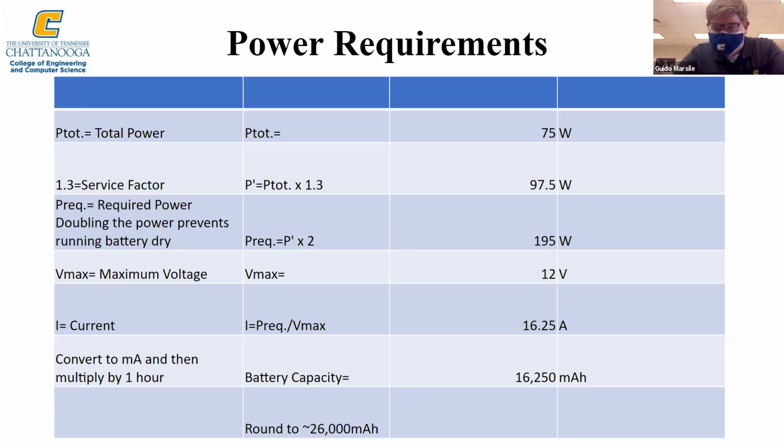The reason we went with the 26,000 milliamp hour battery is it was one of the only batteries we found that could output 12 and 5 volts simultaneously, so we didn't have to use a converter. So that's why we did that.